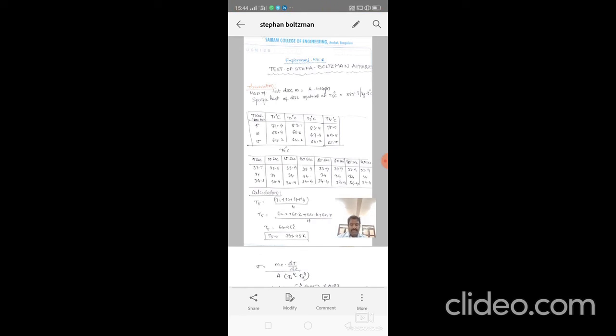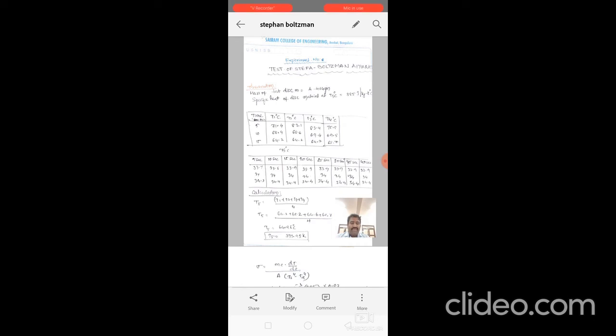To calculate Ts you must take the average, that is T1 plus T2 plus T3 plus T4 divided by 4. It becomes 64.98 degrees centigrade. If you want to calculate it in absolute temperature, you add 273, so you will get Ts equal to 337.95 Kelvin.